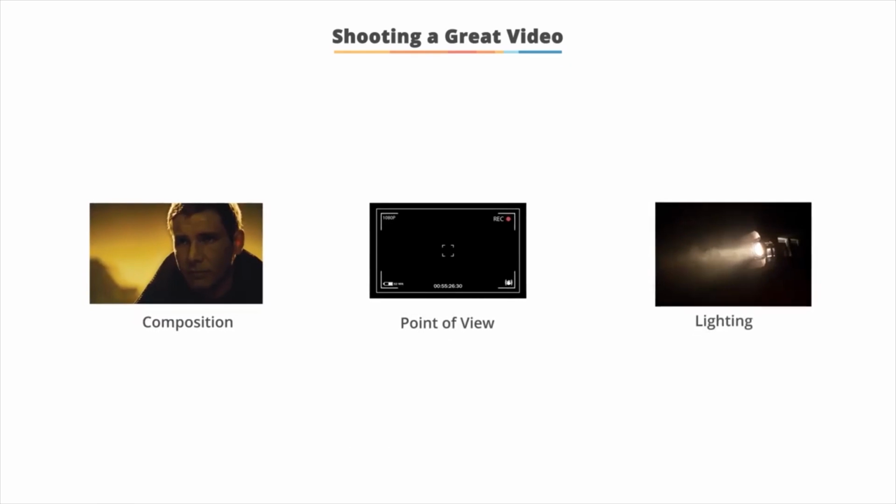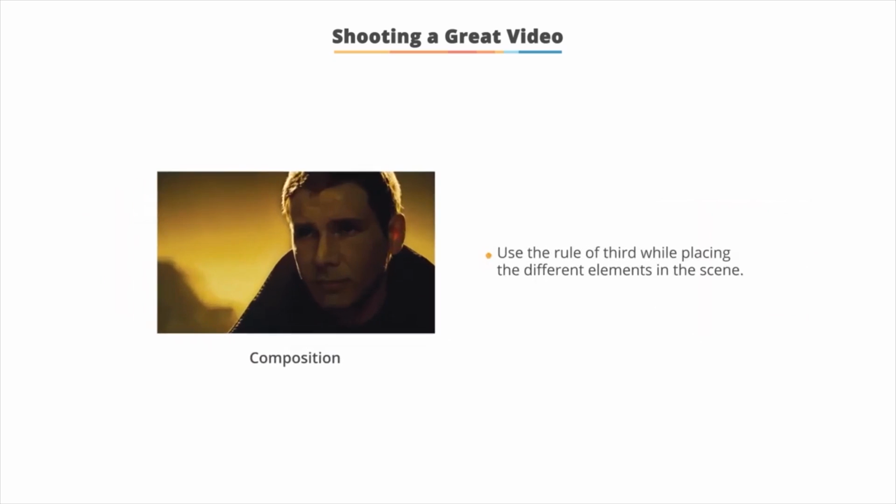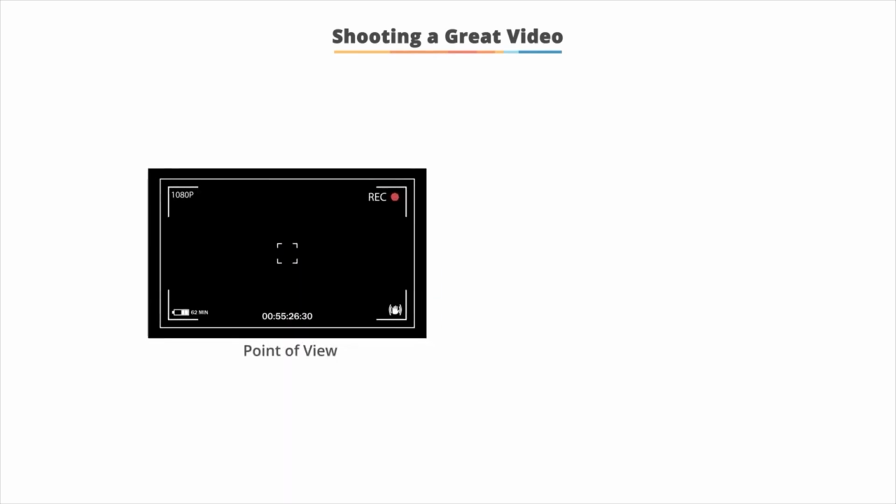Think about composition, point of view and lighting first. Composition is about how you place the different elements in the scene. Put some thought into this. Use the rule of thirds and focus on people's eyes. I'll explain the rule of thirds shortly. Point of view is the angle you are using of the lens of the camera in relation to the subject. Be creative with this. Use a low angle or a high angle and change these regularly.